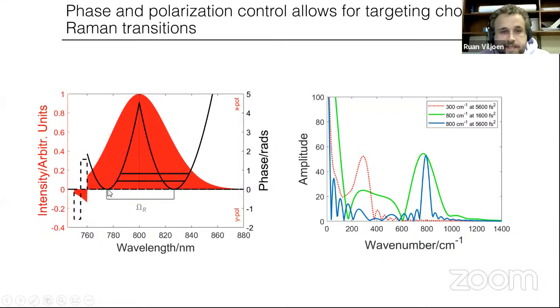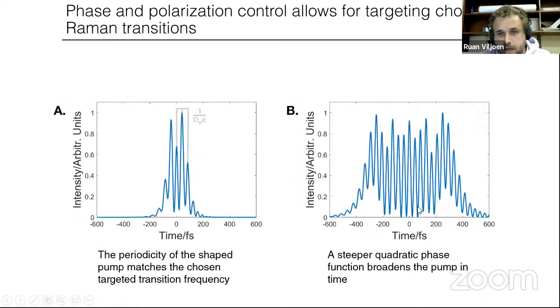So we set the distance between the two quadratic phase functions to match 800 wave numbers, and we set the steepness of the quadratic phase function to narrow the possibility of exciting only around 800. So you see 800 as a nice peak and everything around it is suppressed, which is good for targeting that specific transition. You can continue increasing this to make this response even narrower if you wanted to do that.